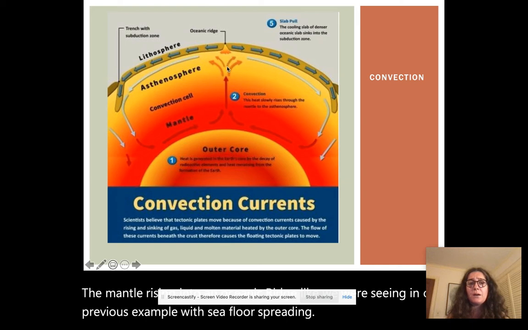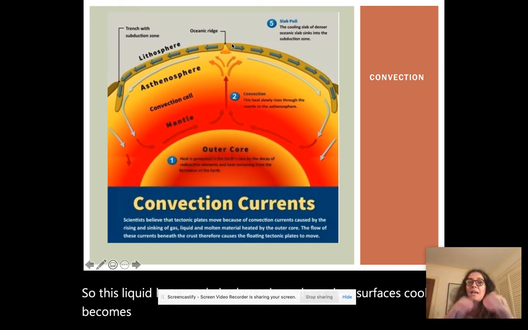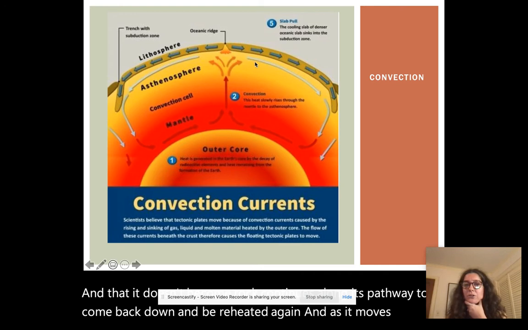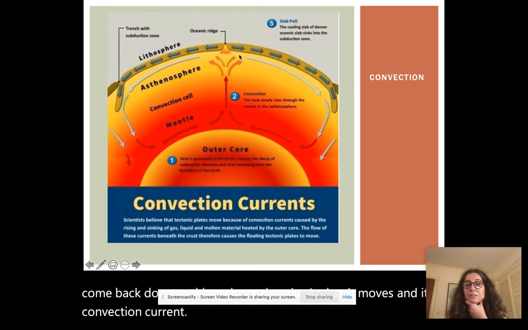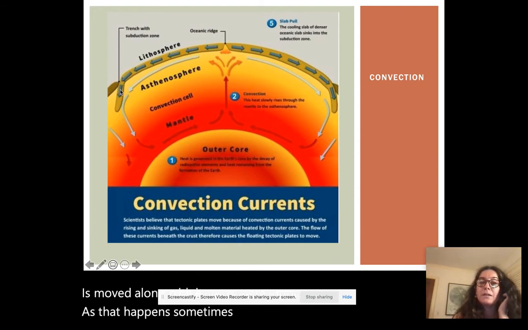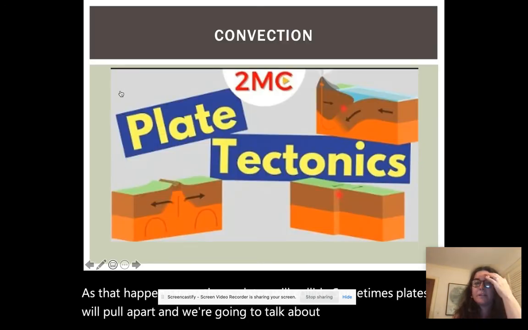So, this liquid hot mantle in the asthenosphere rises, surfaces, cools, becomes rock, and what doesn't become rock continues along its pathway to come back down and be reheated again. And as it moves in its convection current, this outer layer of the lithosphere is moved along with it. Now, as that happens, sometimes plates will collide, sometimes plates will pull apart, and we're going to talk about those implications in just a minute.